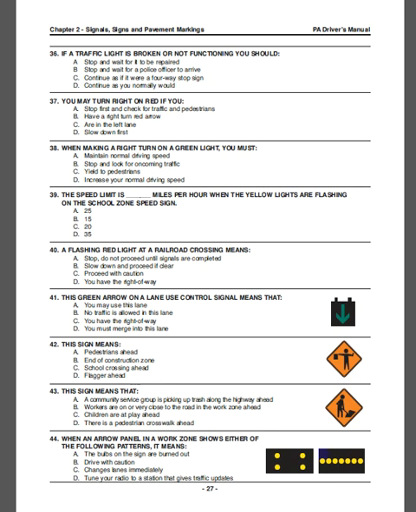44. When an arrow panel in a work zone shows either of the following patterns, it means A. The bulbs on the sign are burned out. B. Drive with caution. C. Change lanes immediately. D. Turn your radio to a station that gives traffic updates. The answer is letter B. Lights in an arrow panel with no arrows means drive with caution.